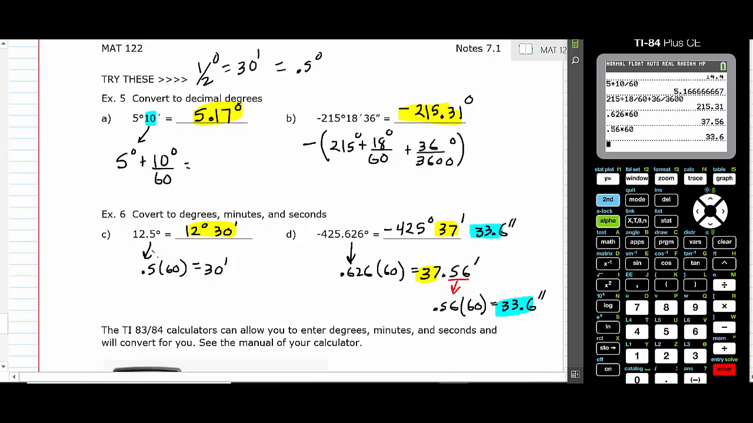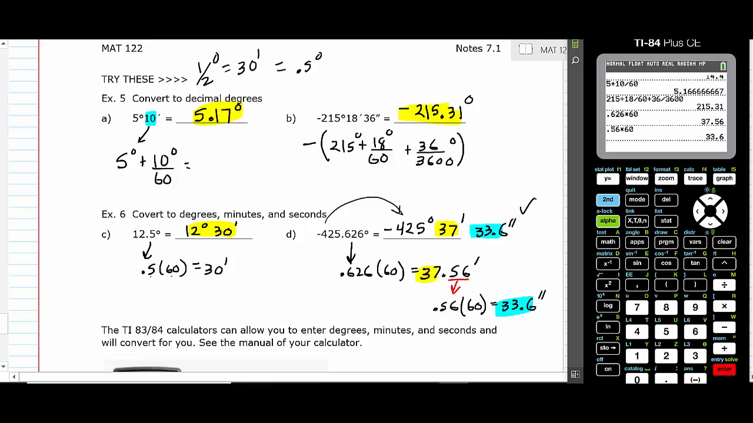What I did on the next one is it's 12 degrees, just write down the 12 degrees, and then 0.5 times 60 is 30 minutes, so that would be your answer. This one, you have the degrees already, so just write that down. Take the 0.626, if you multiply that by 60, you get 37.56. So the 37 is your minutes. The leftover decimal needs to be multiplied by 60 again, and that gives you 33.6 seconds.